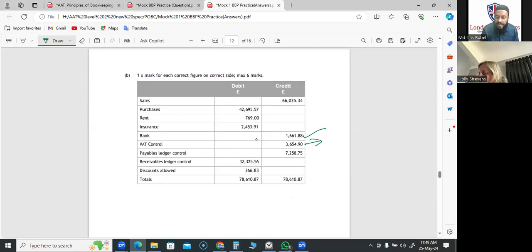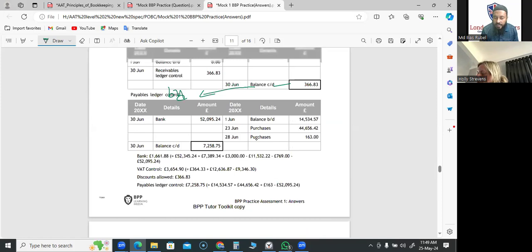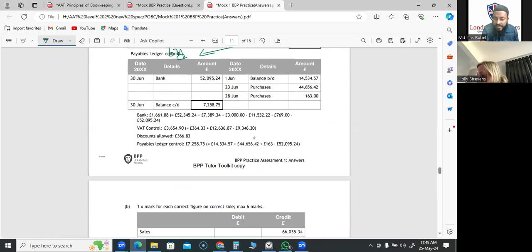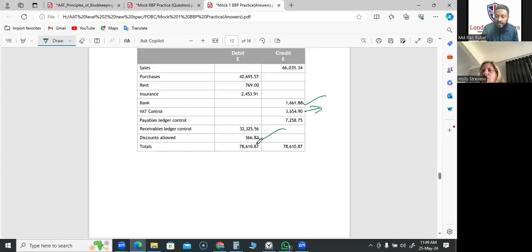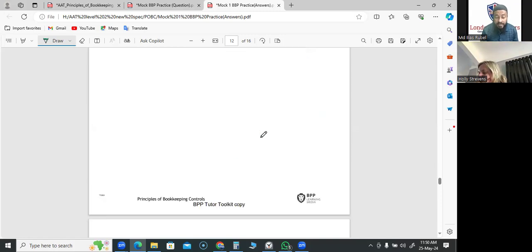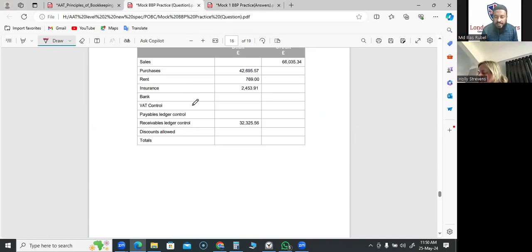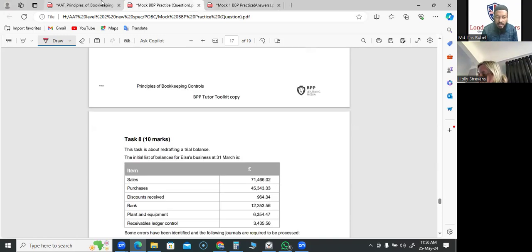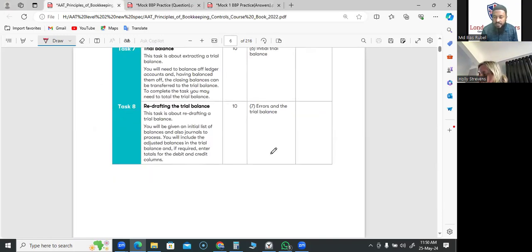There we go. And the final one is the payables ledger control account. It's always credit, and this time it's also credit because the credit items are bigger. Take away debit, 7258.75 should go on the credit side, and if we add up, it should add to 78,610. And that's it. You should gain full marks here. Easy peasy one. Last one of our bookkeeping controls, principles of bookkeeping errors, and the trial balance.